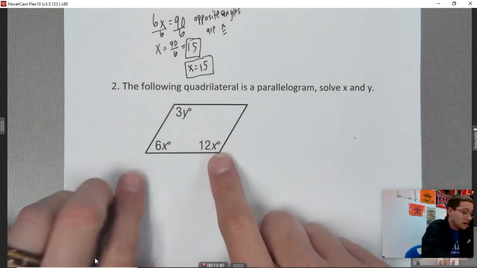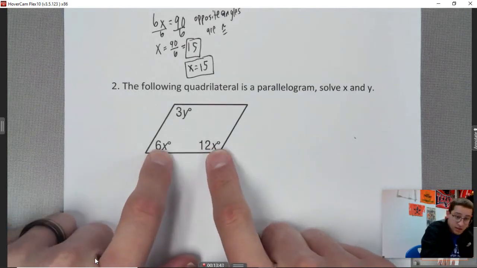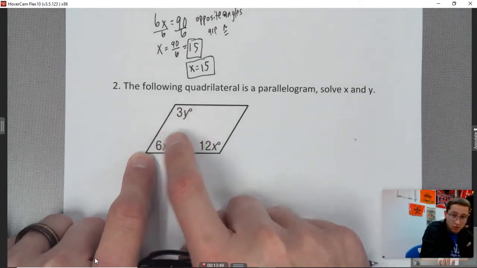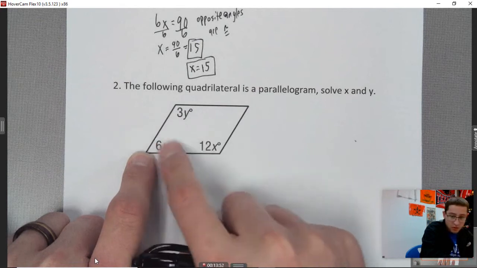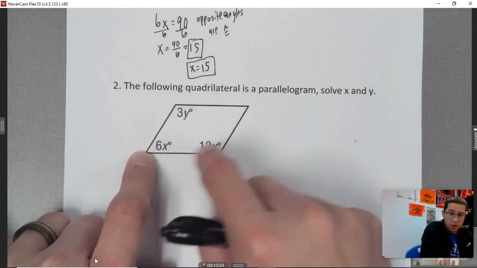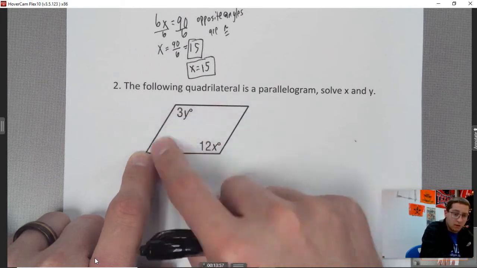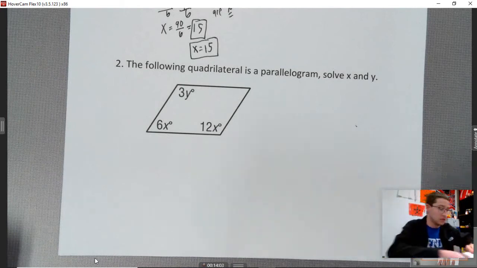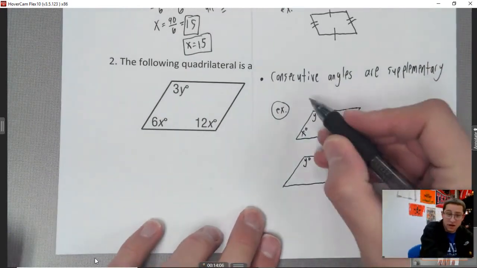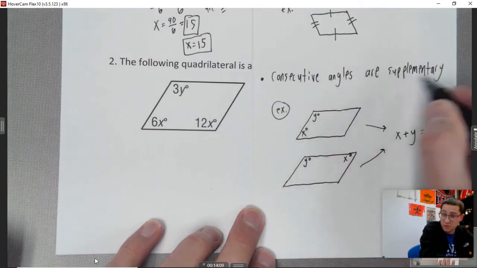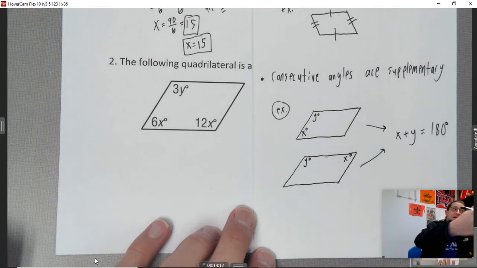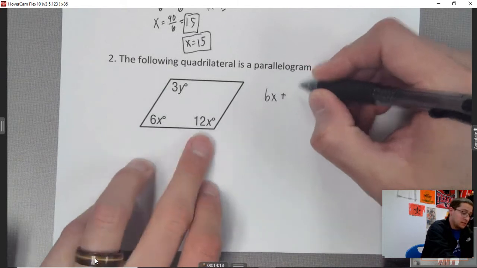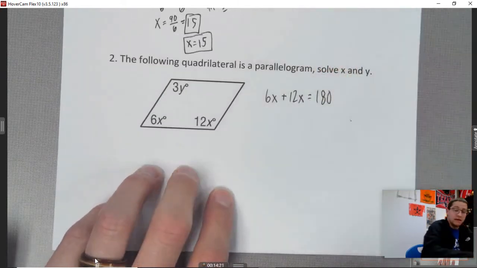On this particular one, I notice that 6x and 12x are consecutive. There's one right after the other, like counting 1, 2, 3, 4, where 2 and 3 are back to back, if I'm going around the shape. So I've got 6x and 12x. What is my property about consecutive angles in a parallelogram? Again, using my notes, consecutive angles are supplementary. And what does supplementary mean? It means they add up to 180. So in order to solve x, I can say that 6x plus 12x is equal to 180. That is my property.